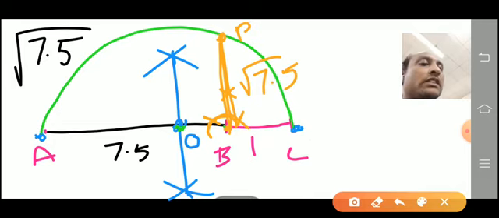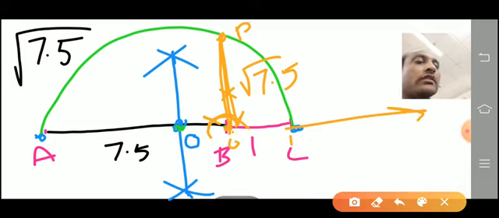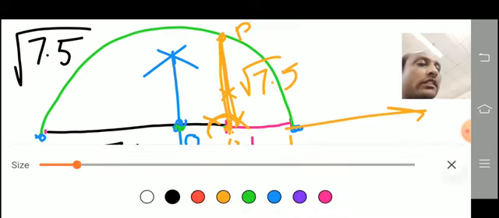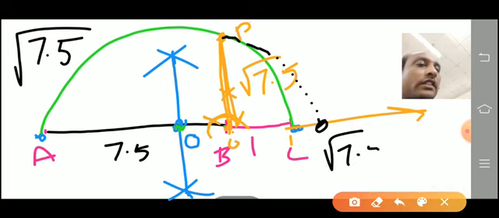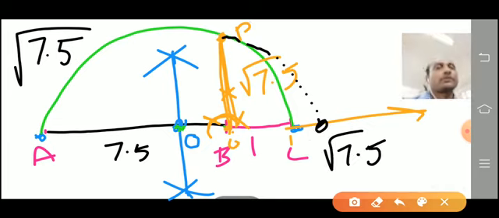That means if B is 0, and this is 1, if you extend this number line, BP can be plotted on it like this. How to plot? BP can be plotted like this. See, this is root 7.5 on the number line. In this way we can represent root 7.5 on the number line. Hope you understand how to represent root 7.5 on the number line also.